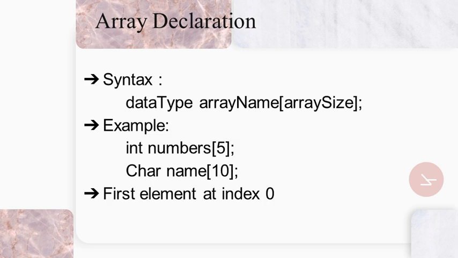For example, an array with the name numbers of type integer and size 5 is given, and another array of character type, where the name of the array is name and the size of the character array is 10. The first element will be at index 0 and the last element will be at index total size minus 1. So in the numbers array, the first element will be at index 0 and the last element will be at index 4.